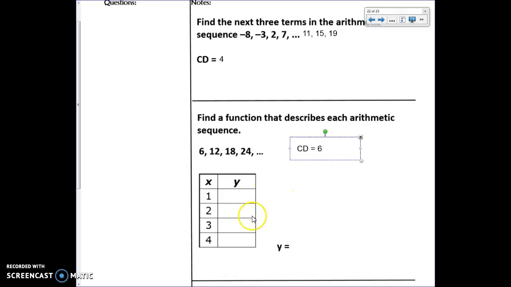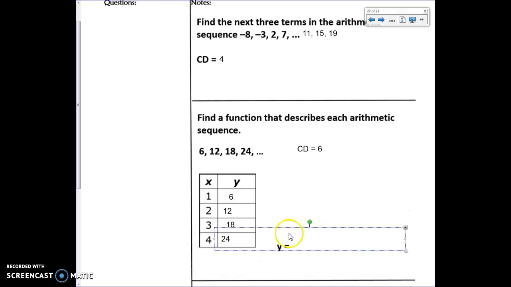Now, basically, looking through here, term 1 we can see is 6. Term 2 is 12. Term 3 is 18. Term 4 is 24.